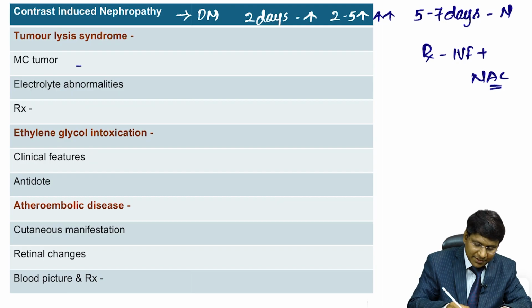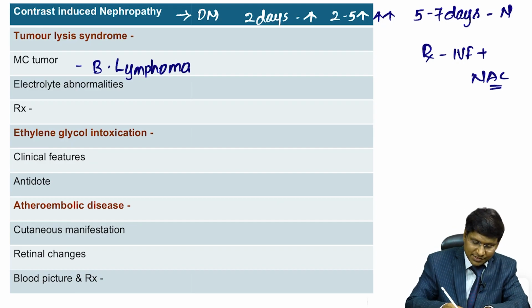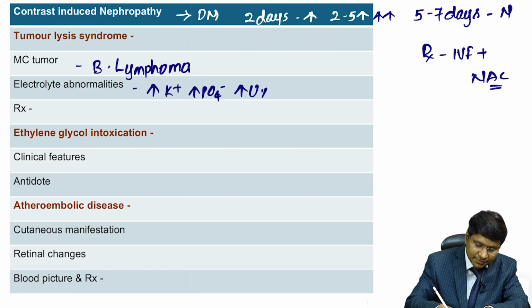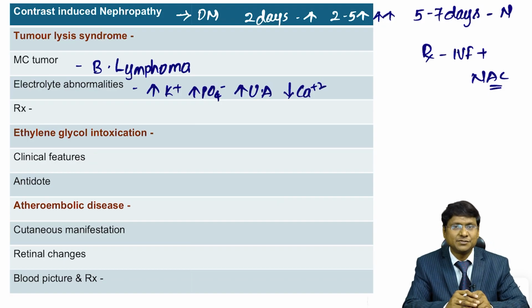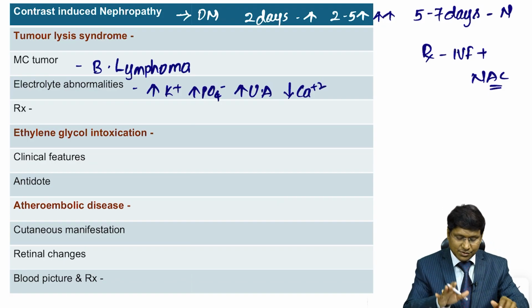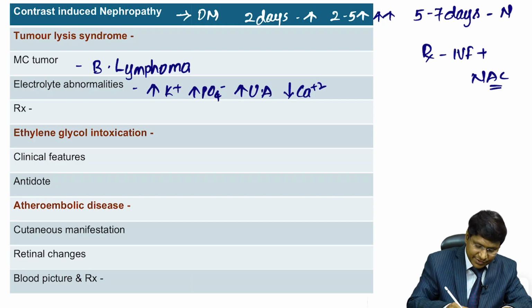Next, coming to tumor lysis syndrome. The most common tumor responsible for tumor lysis syndrome is Burkitt's lymphoma. The electrolyte abnormalities that you will notice are hyperkalemia, hyperphosphatemia, increased uric acid levels, and decreased calcium levels, because the calcium combines with the increased phosphate, resulting in calcium phosphate. The drug of choice in the treatment of tumor lysis syndrome is rasburicase.